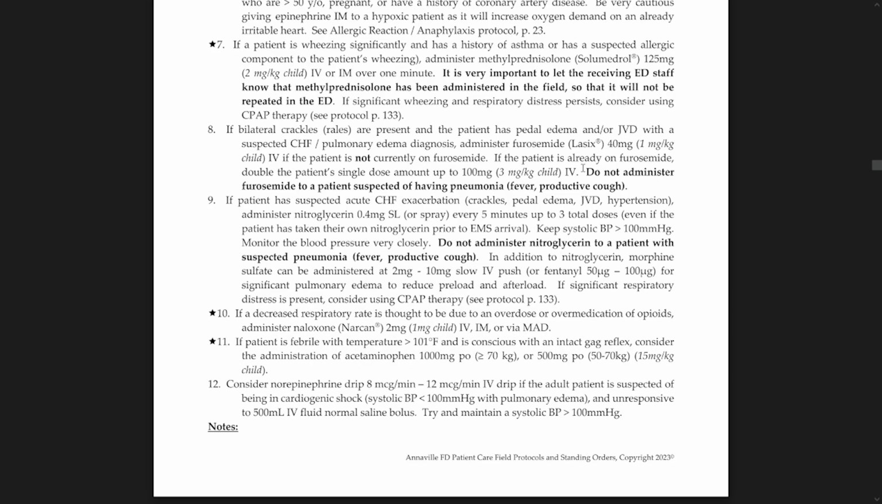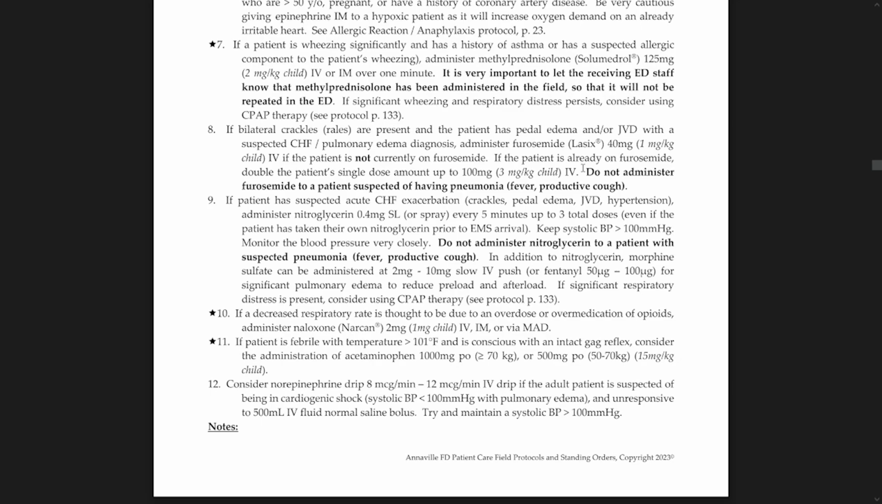Do not administer furosemide to a suspected pneumonia patient who has a fever or a productive cough. If a patient has suspected acute CHF exacerbation, such as crackles, pedal edema, JVD, and hypotension, administer nitroglycerin 0.4 milligrams sublingually or spray every 5 minutes up to 3 total doses, even if the patient has taken their own nitroglycerin prior to EMS arrival. Keep systolic blood pressure at 100 millimeters of mercury or greater. Monitor the blood pressure very closely. Do not administer nitroglycerin to a patient with suspected pneumonia with a fever or productive cough.